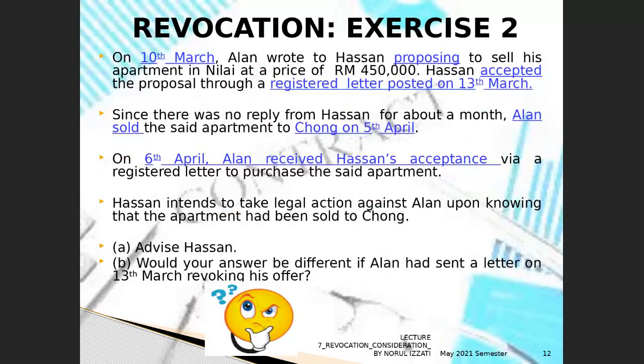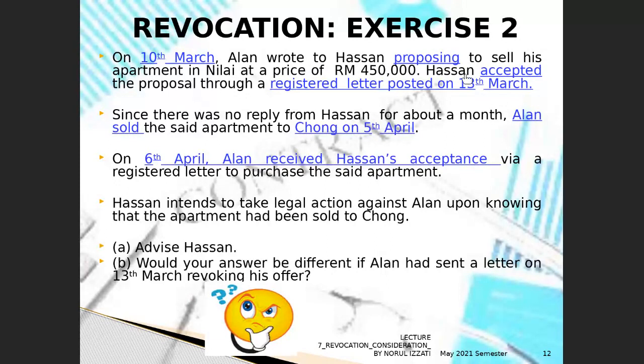On 10th of March, Alan wrote to Hassan proposing to sell his apartment in Nilai at the price of 450,000. Okay, this is on 10th of March. Hassan accepted the proposal through registered letter posted on 13th of March. So from this statement, you can see automatically when acceptance is made: 13th of March.